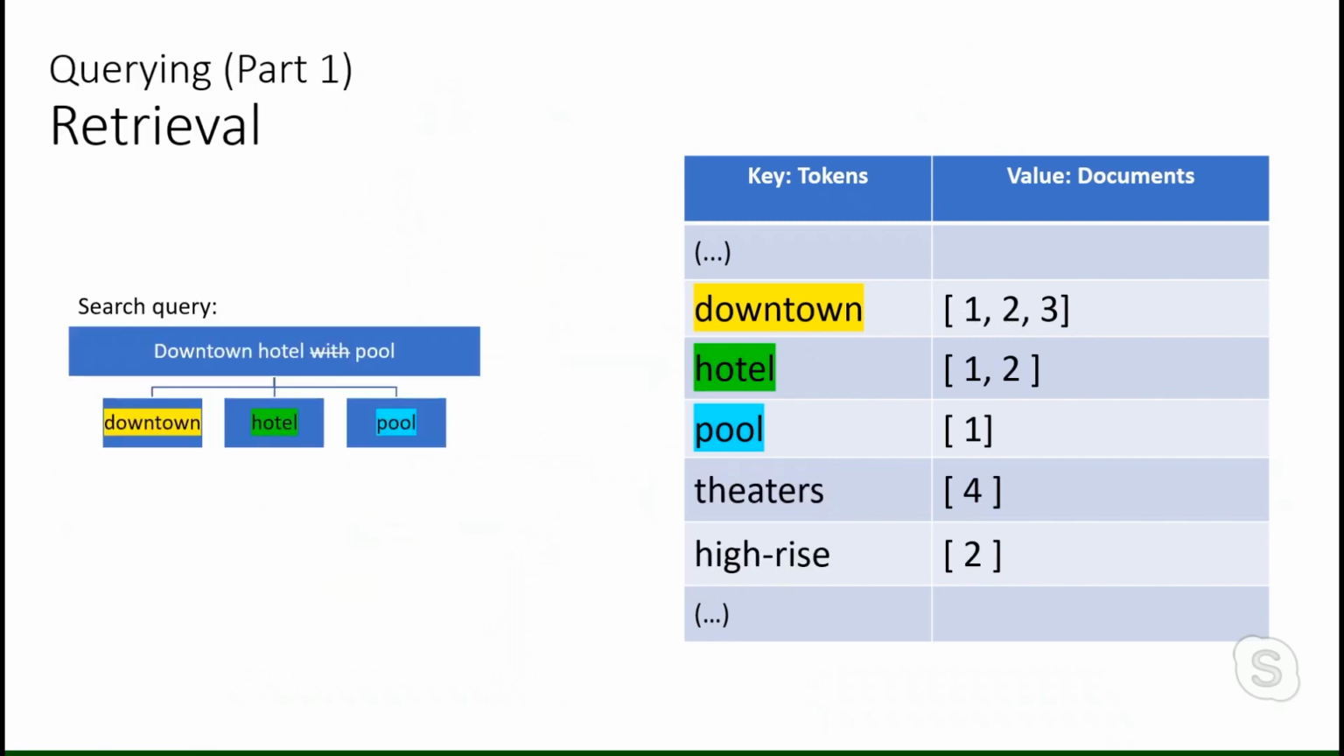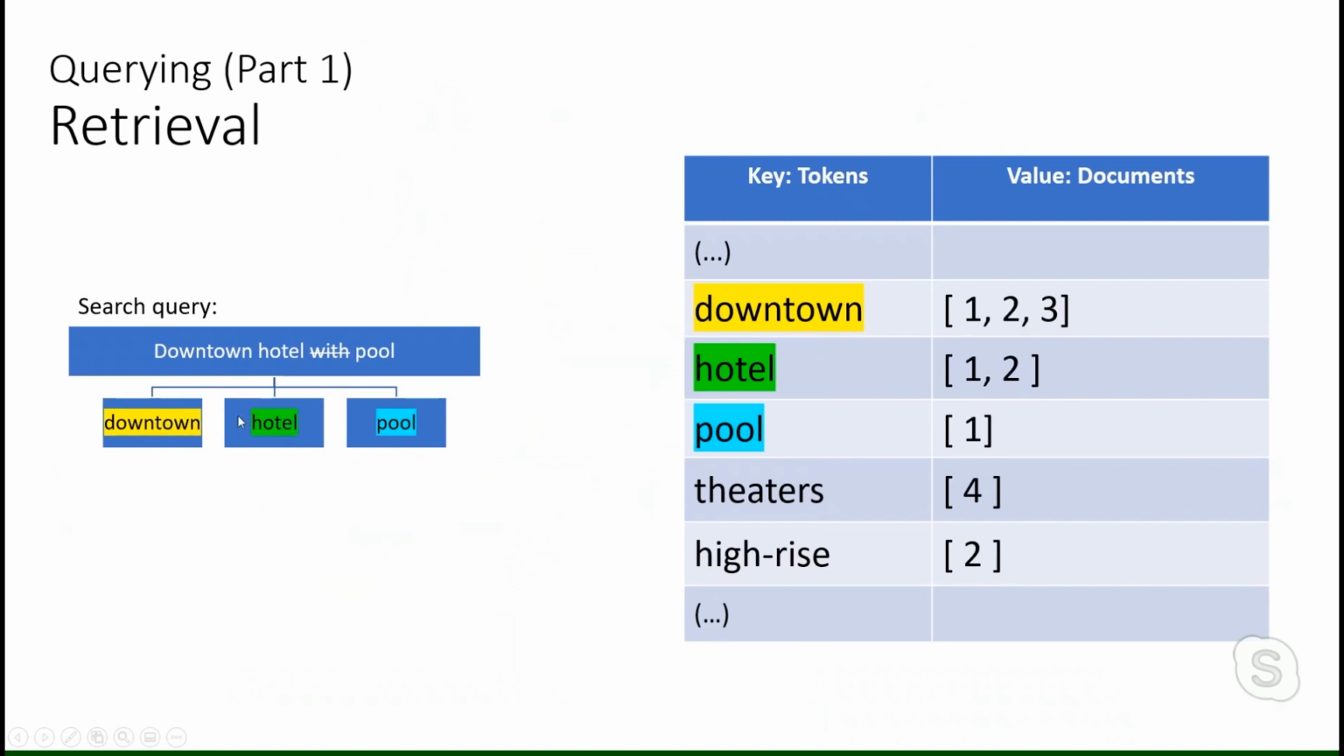At this point, let's imagine we have processed all indexed documents and we have fully created an inverted index with them. Then we receive a search query. For example, in this slide, downtown hotel with pool. So first we apply a lightweight version of the lexical analysis on the search query to extract its tokens, such as downtown, hotel, and pool.